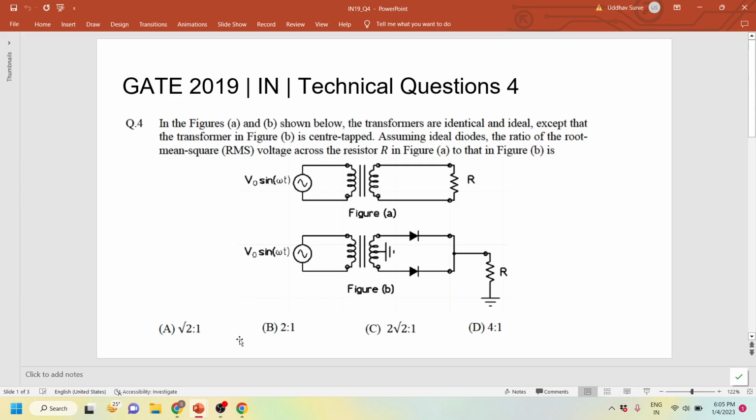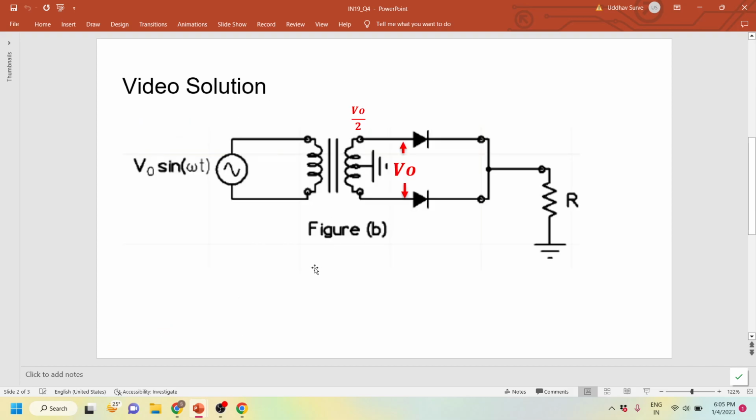So it's a fairly easy question. Although it looks like a transformer and may come under machines questions, it is a basic networks question from a simplicity point of view. So let us see directly into figure B, where V naught sine omega t is given, and when we see it from a positive cycle point of view, on the top portion V naught will come, and in the bottom portion of the winding, the other part of the V naught will come.